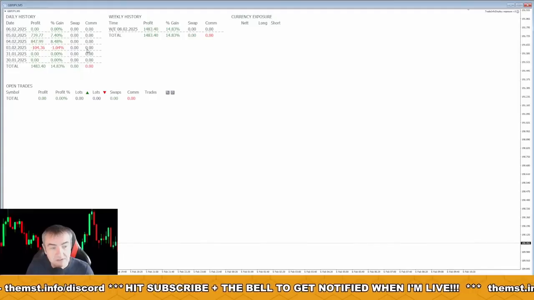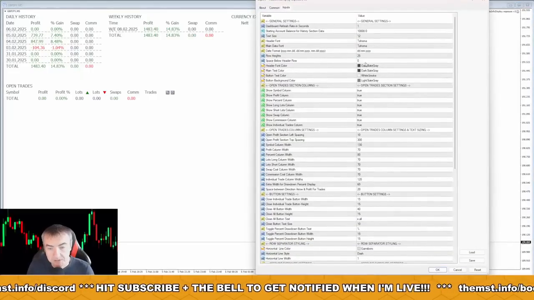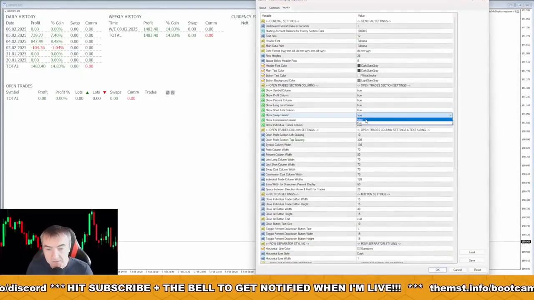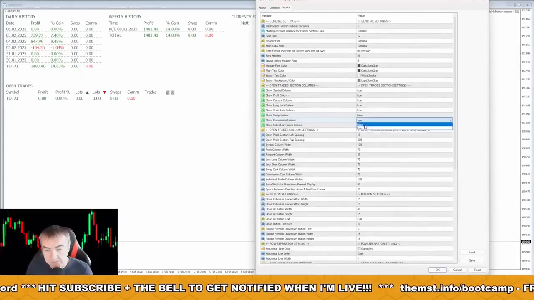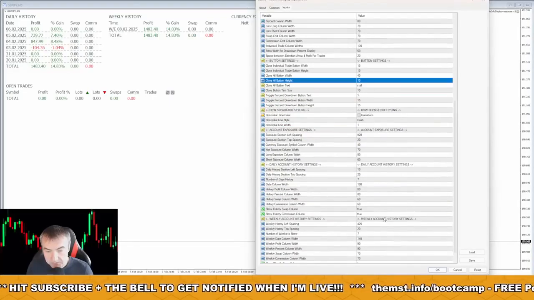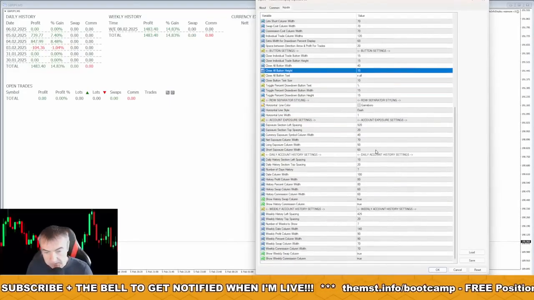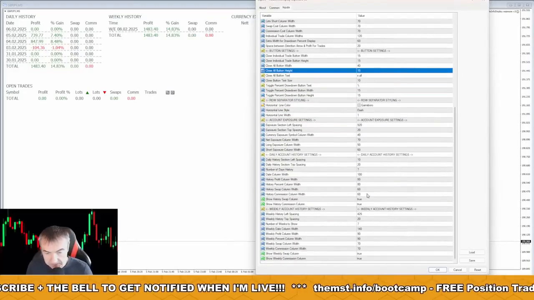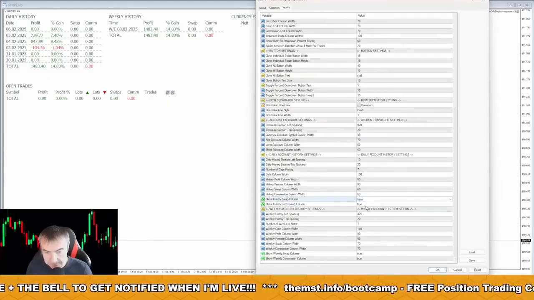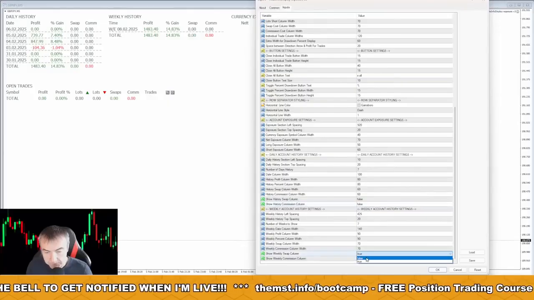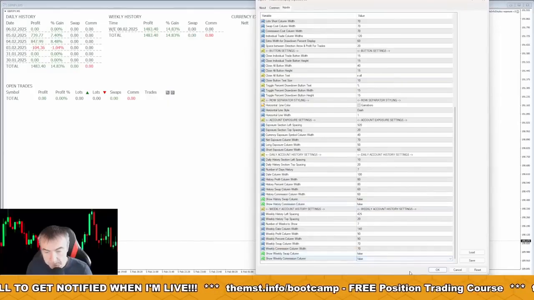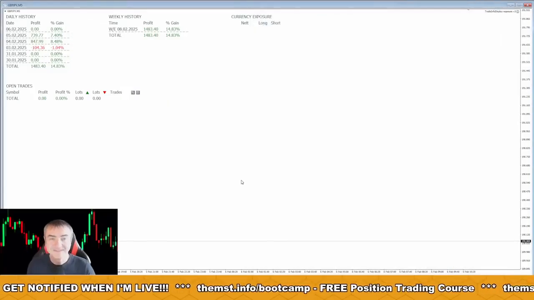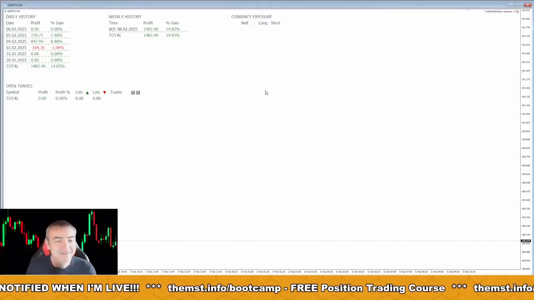We don't have commission, we don't have swap, so I can hide those columns away because they're no use to me. I don't want to see that. I don't want to see that. And I don't want to see it on my weekly history or my daily history because we don't use them. Hide them away. I love my new dash.